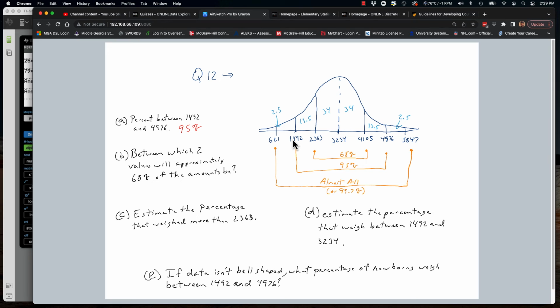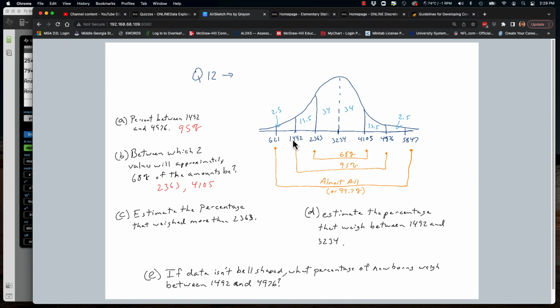Between which two values will approximately 68% of the data fall? Well, we've already drawn it out here. I'm actually pointing directly at them here and here. So between 2363 and 4105. And it is important we put them in order from smallest to largest.